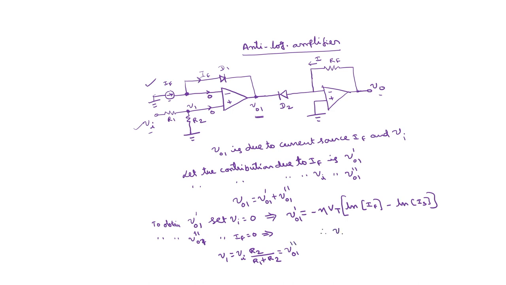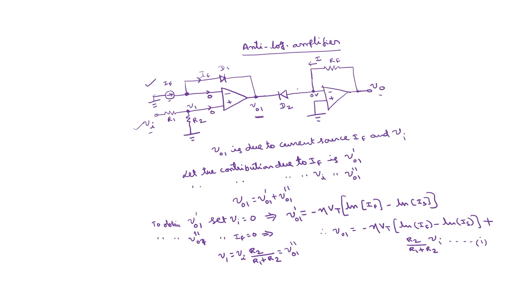Therefore, what is V01 is minus eta Vt times logarithm of IF minus logarithm of IS, plus the contribution due to Vi, which is R2 by R1 plus R2 times Vi. This is one expression. Now, we can also find out this V01, this is ground because of the virtual ground concept.